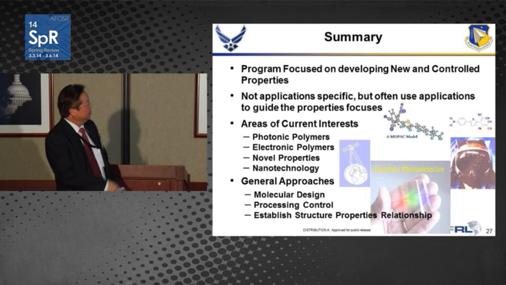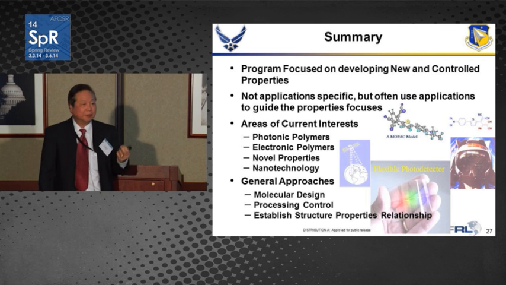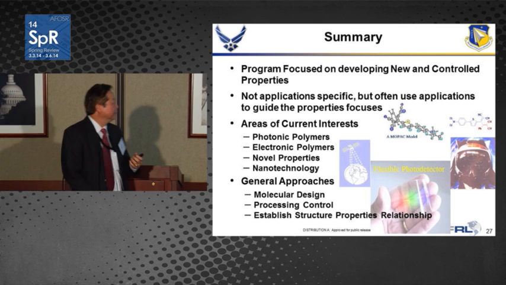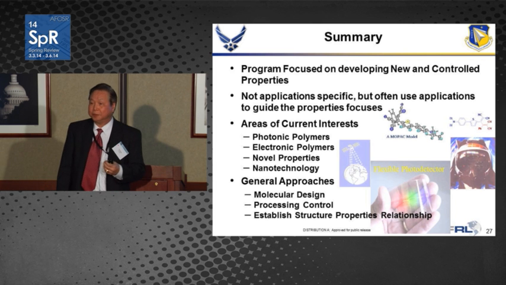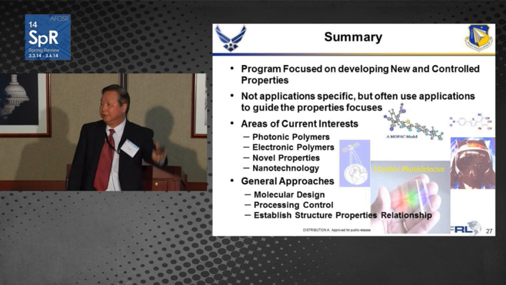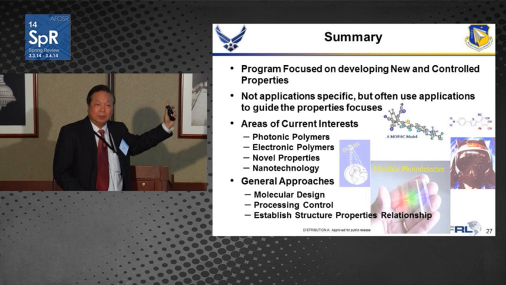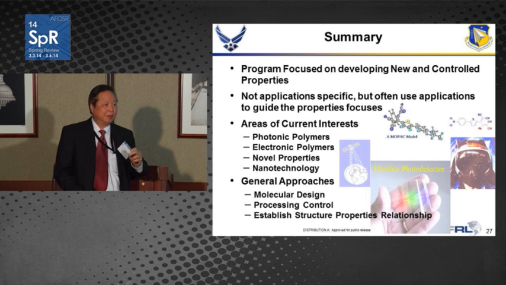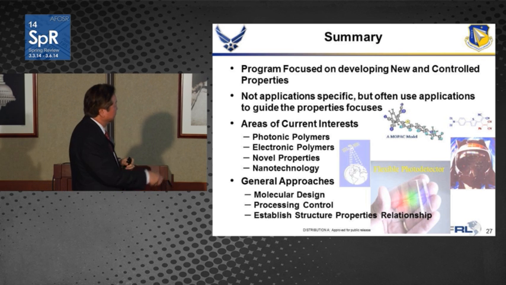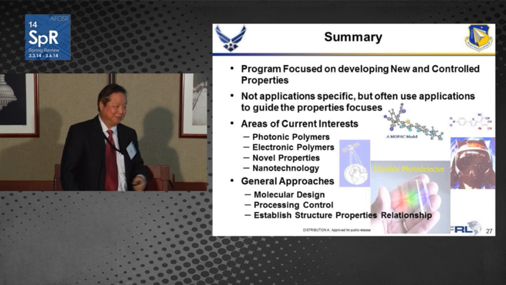So in summary, the program is focused on getting new and interesting properties out of organic materials. And it's not application specific. It depends on what properties we're looking at. We try to identify the proper applications, and we use those applications to help us identify the material properties that we want to focus the research on. So these are the areas that we are interested in, and this is how we do it. Thank you.